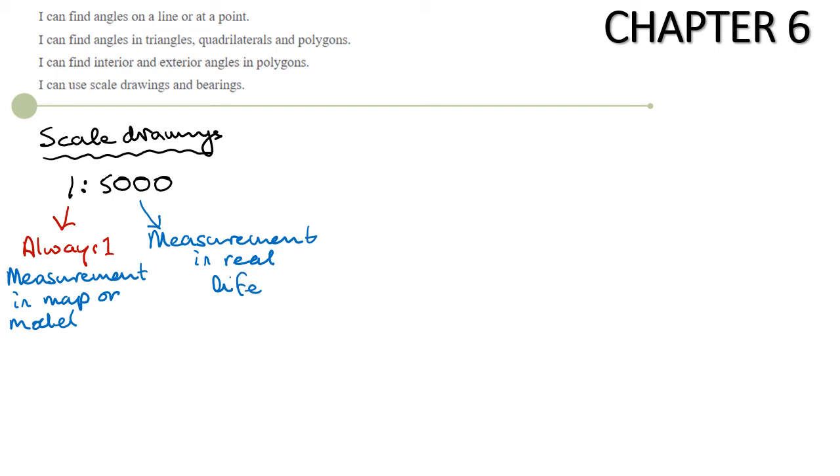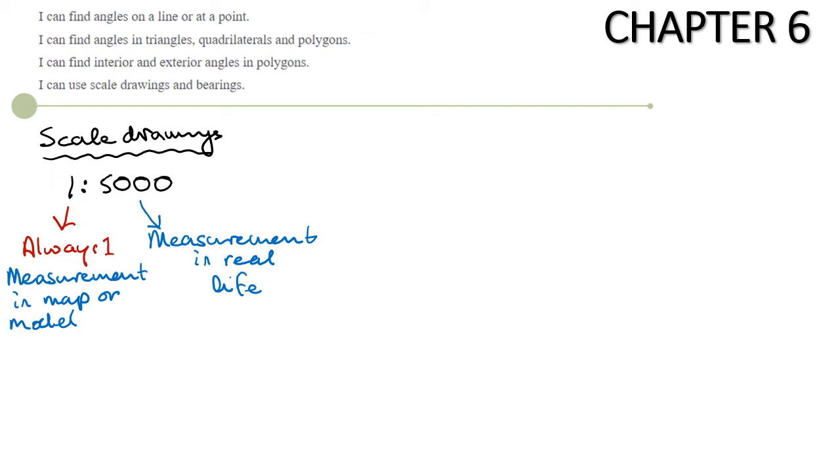So what does that mean? Well, for something like this, what it means is that for every one measurement in the model, it's worth 5,000 in real life. So if something measured 1 millimeter in a model or a map, it would measure 5,000 millimeters in real life. Or if something measured 5,000 millimeters in real life, or 5,000 inches, or 5,000 miles, then on the map or the model, it will represent 1 inch or 1 millimeter or 1 mile.